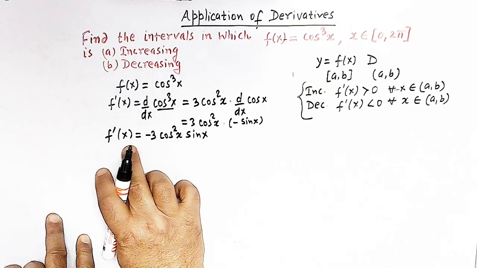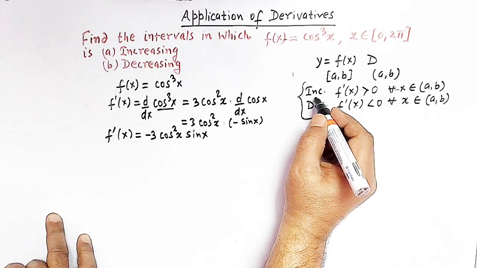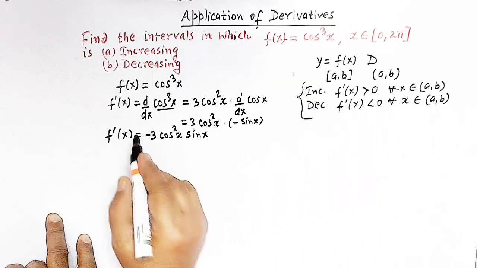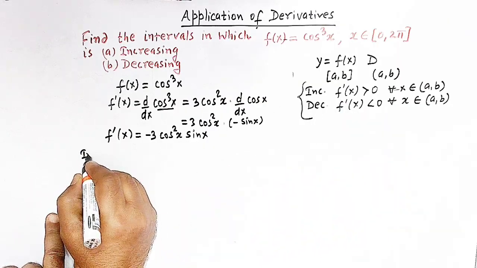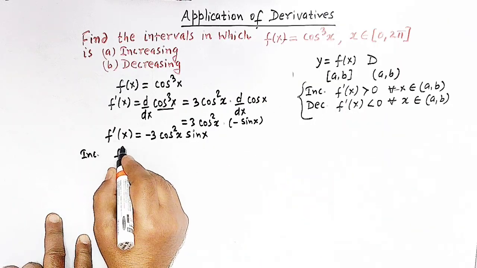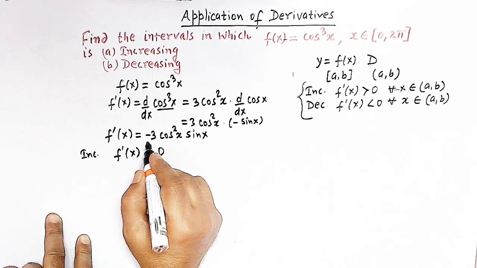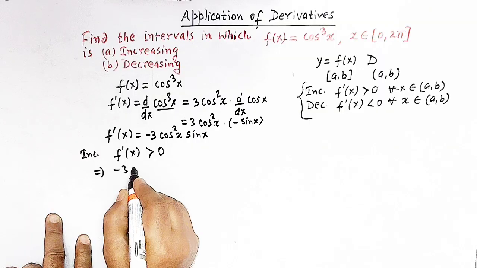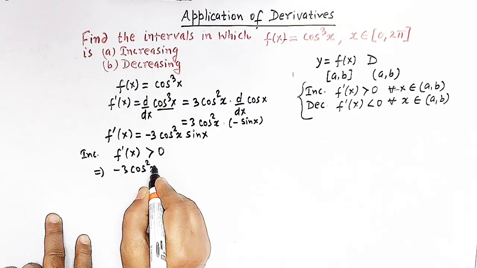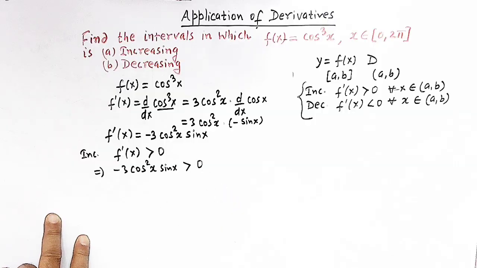So now this is the derivative, and now we have to find out the intervals. For the function cos cube x to be an increasing function, this derivative should be greater than 0. So it implies that this term, that is minus 3 cos square x sine x, should be greater than 0.